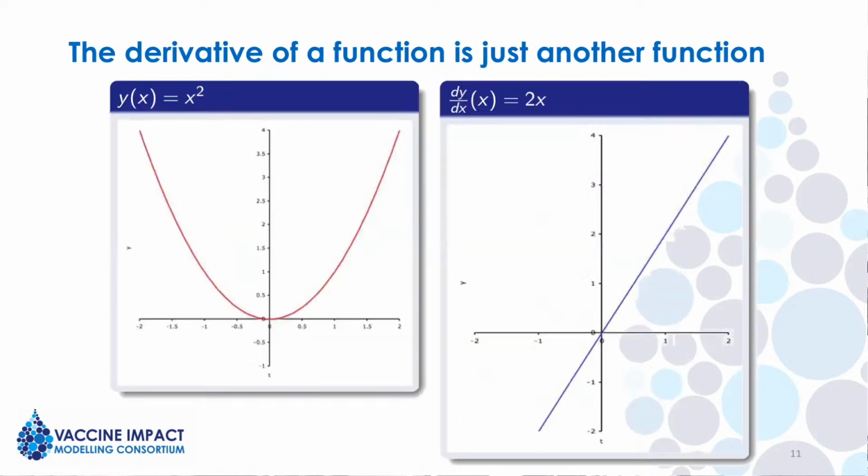Okay. So, going back to our example, here's our equation, y is equal to x squared, and we've just found the general solution of our derivative is equal to 2x. So we've got a quadratic equation, and our derivative is a straight line. So essentially, the derivative of a function is just another function.